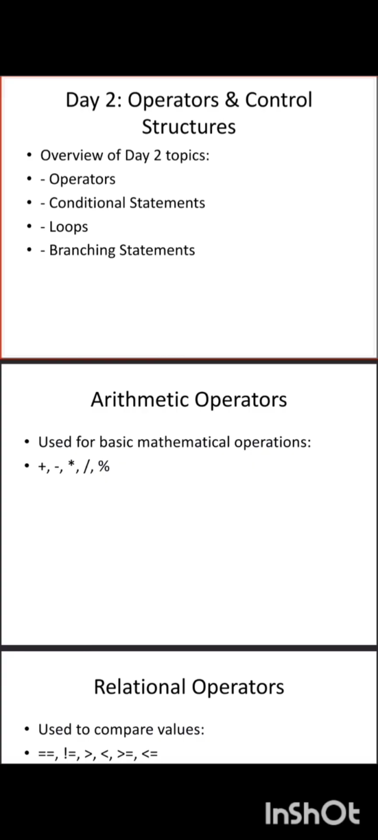For example, if we write the addition operation 5 plus 3, it results in 8. But if we write 5 modulus 3, the result is 2, since 2 is the remainder. These operators are often used in calculations, loops, and condition checks. Understanding how they work is essential to writing efficient code. Then it is the slide 2, and go to the slide 3, relational operators.